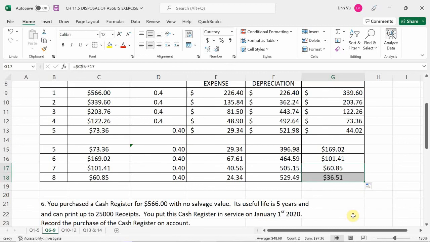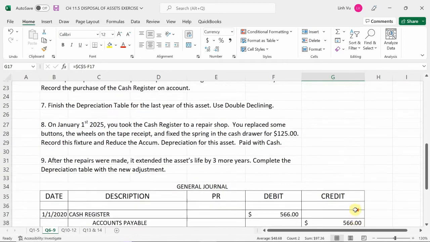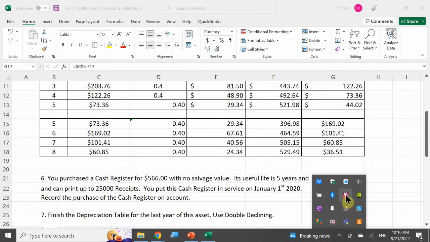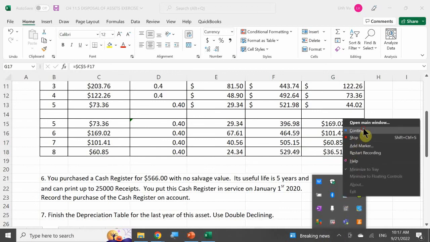$36.31. Yeah, 51. I mean 51 cents. That's good. All right, so that's it for this one. Okay?